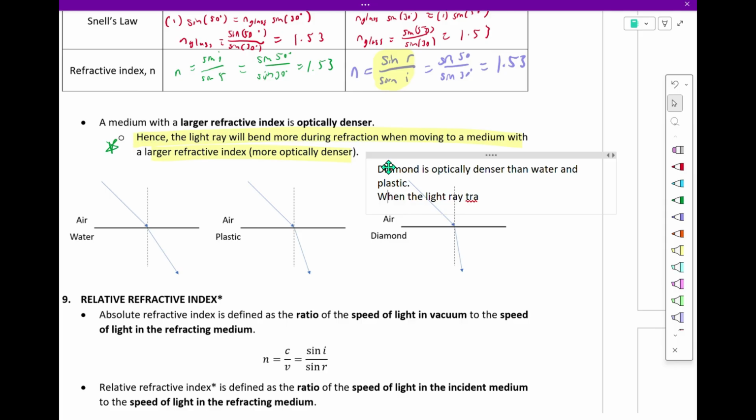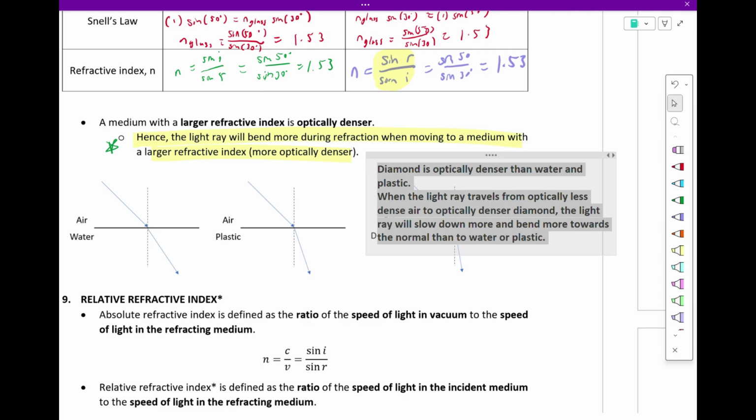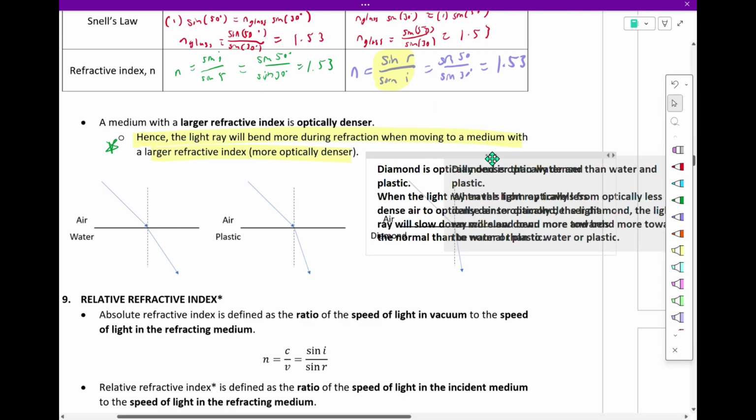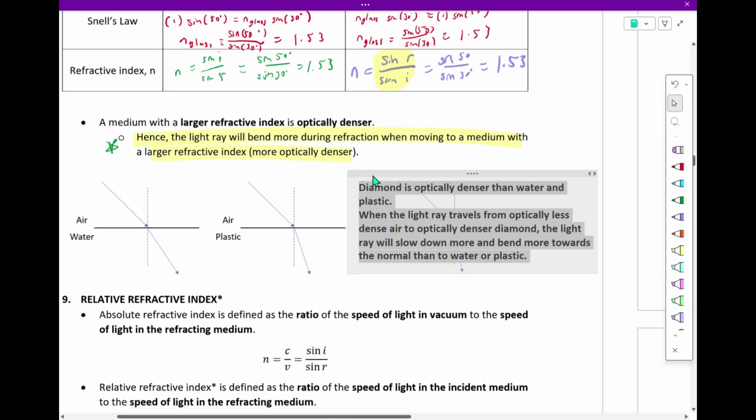Okay, so when the light ray travels from optically less dense air to optically denser diamond, the light ray will slow down more and bend more towards the normal than to water or plastic. So basically you just add on the extra parts to kind of make it into a comparison question rather than it being a direct explanation.